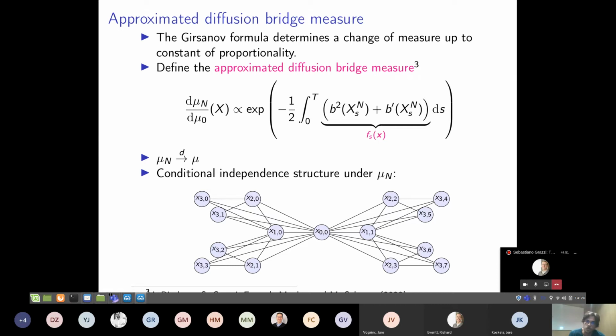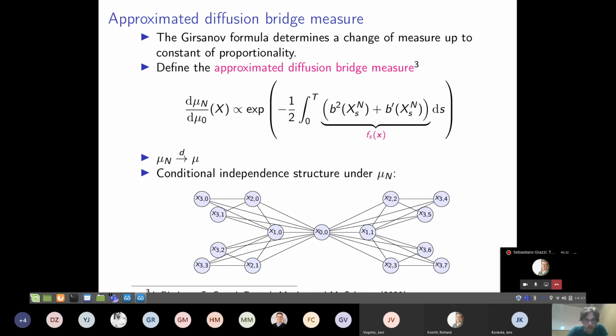So the Brownian bridge will be our reference measure, mu_0, that as you have seen is Gaussian. And how do we change measure from the Brownian bridge to the diffusion bridge? We use the Girsanov formula, which determines a change of measure up to a constant of proportionality. So for MCMC, it's perfect. And we define the approximated diffusion bridge measure, which is basically the same formula that you see here, but instead of evaluating x in the full expansion, we evaluate x in the truncated expansion.